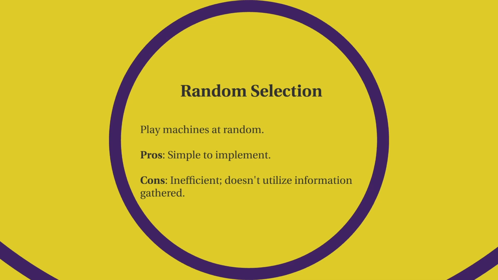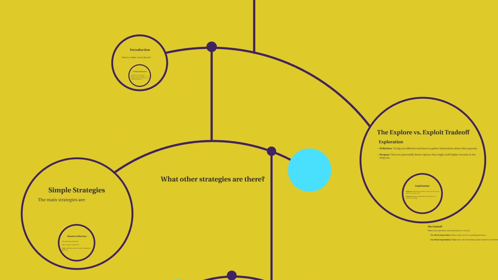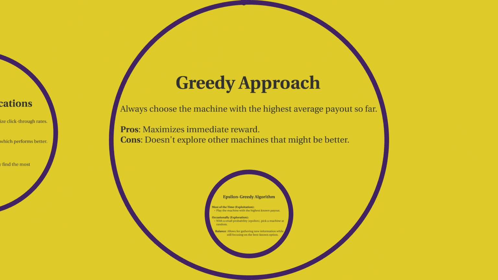However, it's inefficient because you don't utilize knowledge. You don't utilize information that you gather. You don't utilize data. You just leave it to luck to decide. So maybe not the best option. What else do we have available? There are other, more advanced strategies. So for example, the greedy approach.